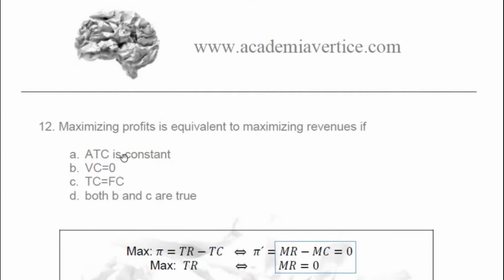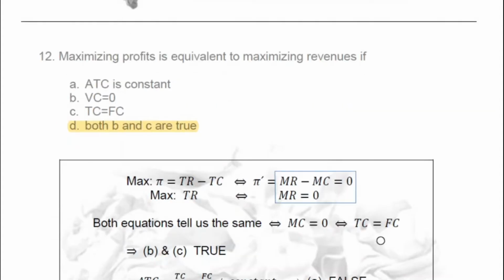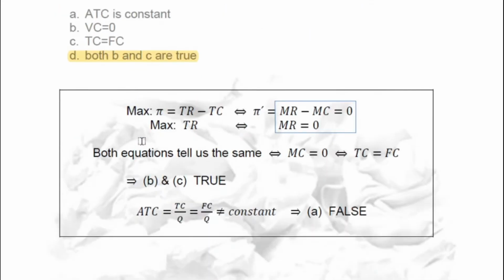Okay, so the first one, A, should be false, and in fact it is, because as we have seen already that the total cost should be of this form, then the average total cost, that is total cost divided by Q, would be fixed cost divided by Q. Okay, and this is not constant. Remember, this is a hyperbolic decreasing curve. So A is false, then the correct one is D.